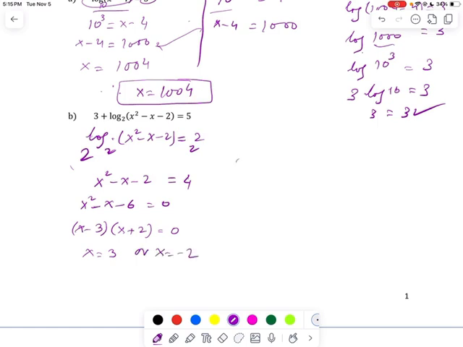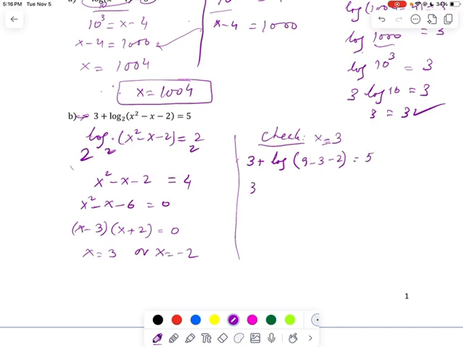Now I will check one by one. First I check x equals 3. When we check, always remember to plug into the original equation. The original equation is given here. I plug in 3 plus log of, inside, 3 squared means 9, minus 3, minus 2, and we have to set it equal to 5.